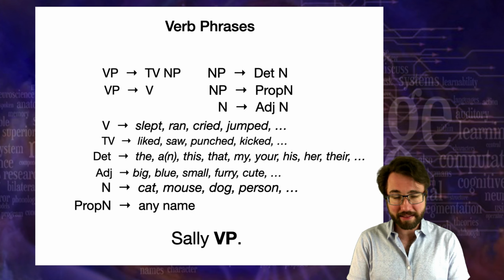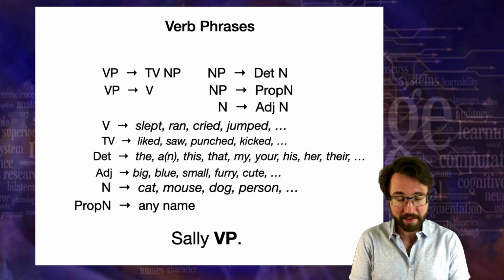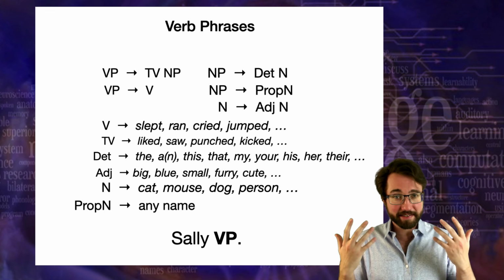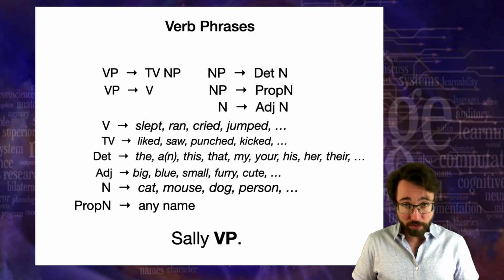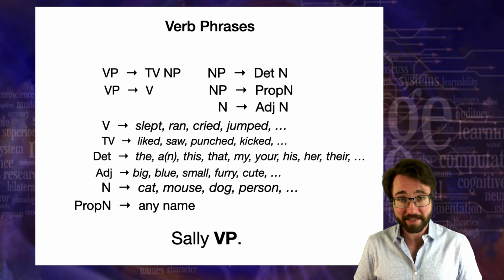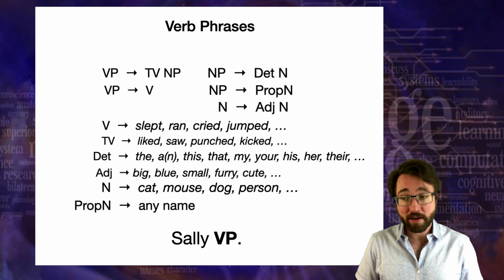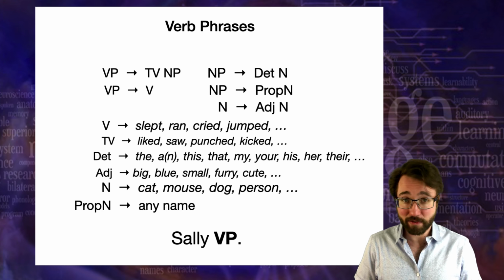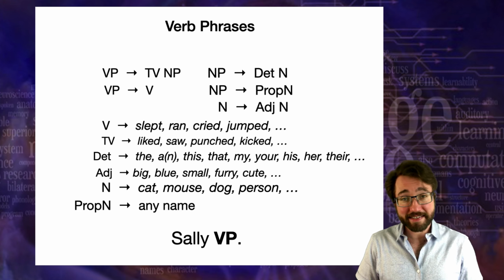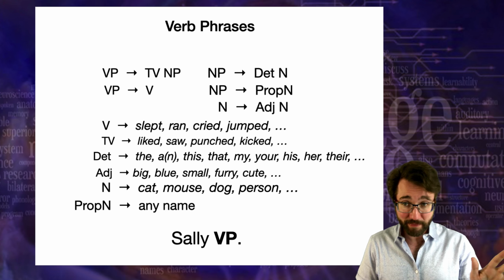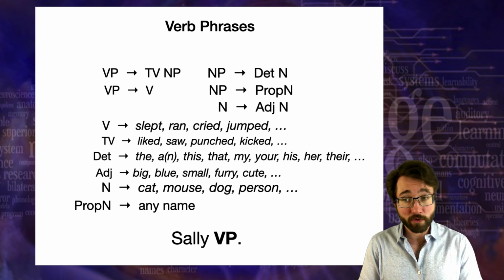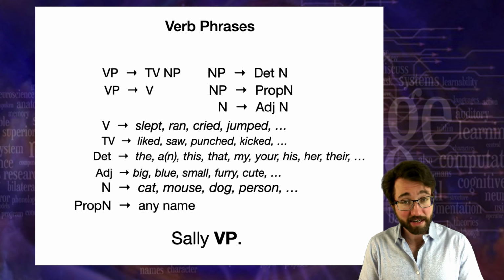Now, if we want to expand this to also cover the word Sally, if we want to be able to generate this entire sentence using syntactic rules, then we're going to have to introduce a new syntactic category to cover the name Sally. To do that, I'm going to introduce this last rule on the list here, which says PropN, which stands for proper name. A PropN, let's say, can consist of any name, like Sally, Bob, Alice, whatever. And I've also added another rule in the noun column there. The second rule says a noun phrase can consist of a proper noun.